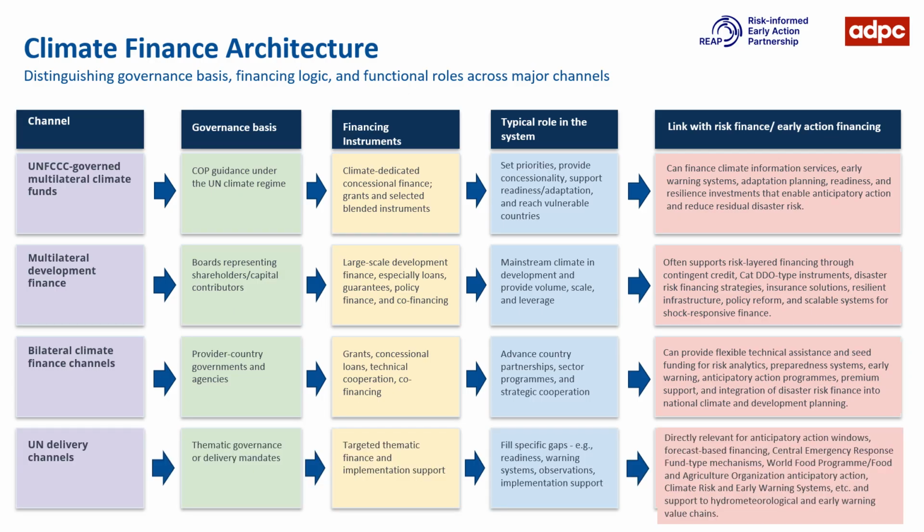UN delivery channels and specialized facilities fill important gaps in climate services, early warning, observations, implementation support, and humanitarian-linked anticipatory action. For early action financing, this distinction matters. One channel may finance hydrometeorological systems, another may support anticipatory cash transfers, while another may provide contingent credit or insurance. The task is to match the need with the right channel.